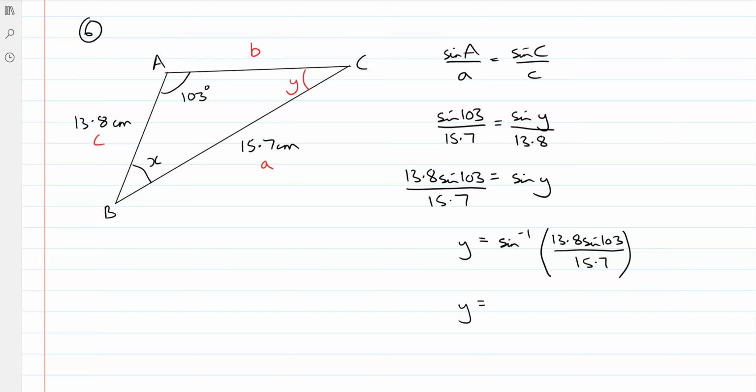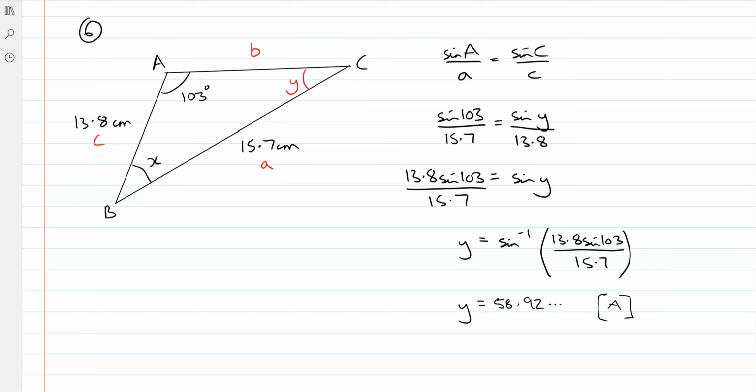13.8 sine 103 divided by 15.7, 0.8ish, and then inverse sine that, and we get 58.92. Now, this isn't my final answer because I'm asked for x, not for y, so I don't need to round this answer. Remember, if I round this and then use it, I might get rounding errors, so I've got to use the full value. So either store it in your calculator, you can store it as A if you want. If you need help storing as A, just ask, and I can do a video on storing things on your calculator.